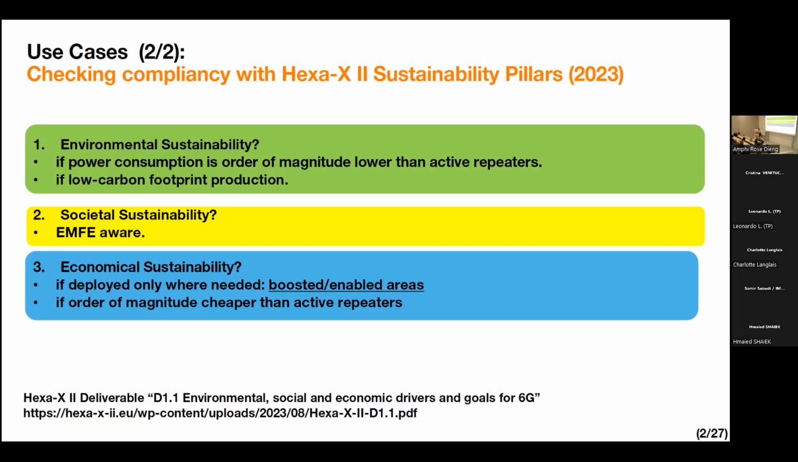So in the Hexa-X-II project, the flagship European project, the follow-up of Hexa-X-I that started last year, and that is gathering 47 labs, many of them represented here today, 47 labs from academia and industry, and that is also involving researchers in social science, not only in tech, we try to design a 6G that meets these three targets: economical sustainability, environmental sustainability, and societal sustainability.